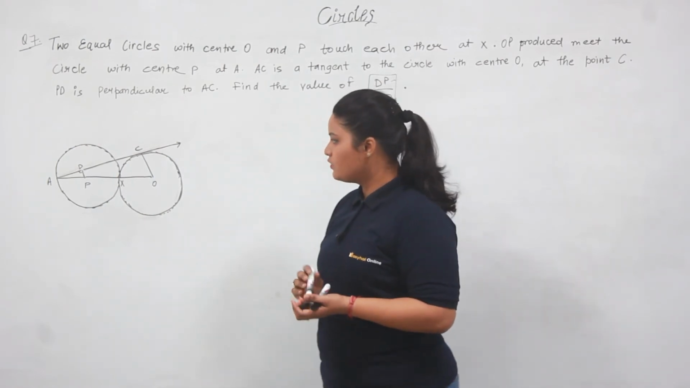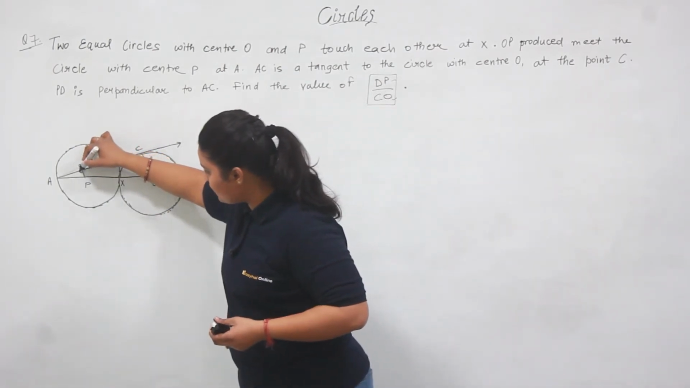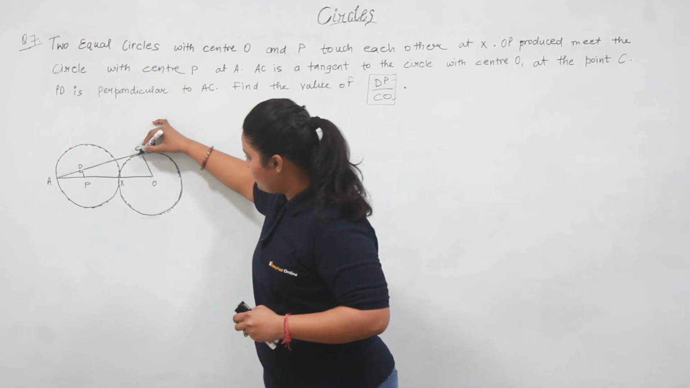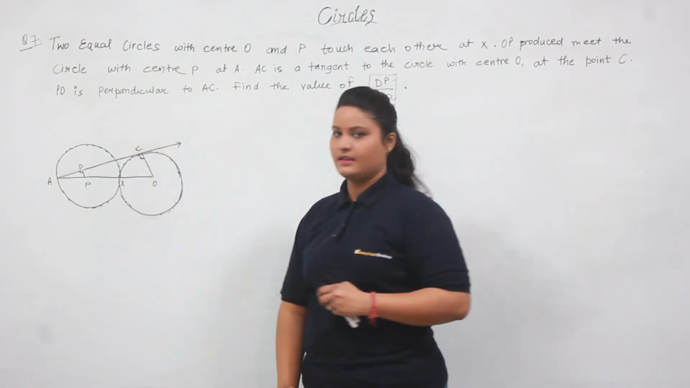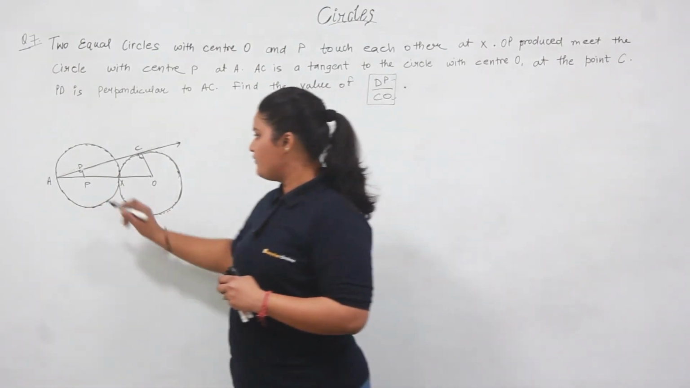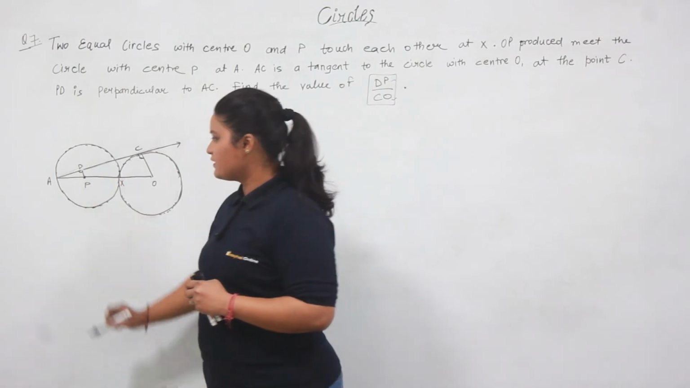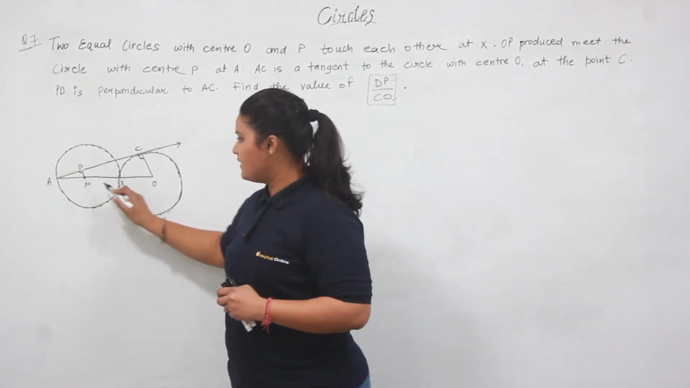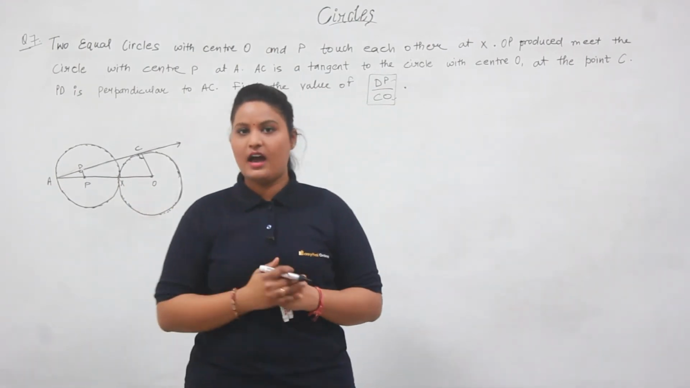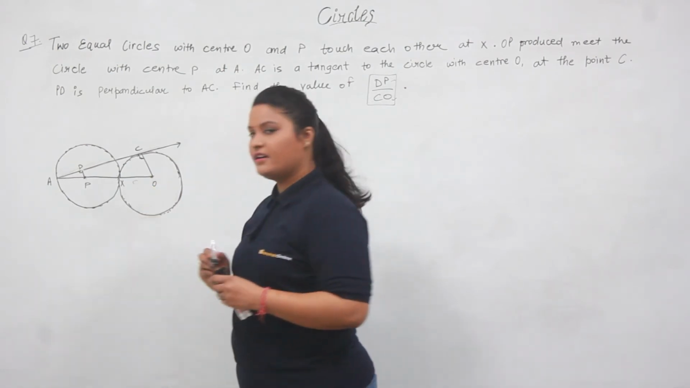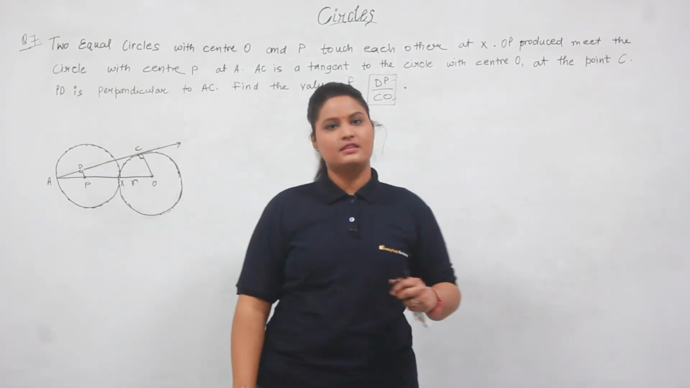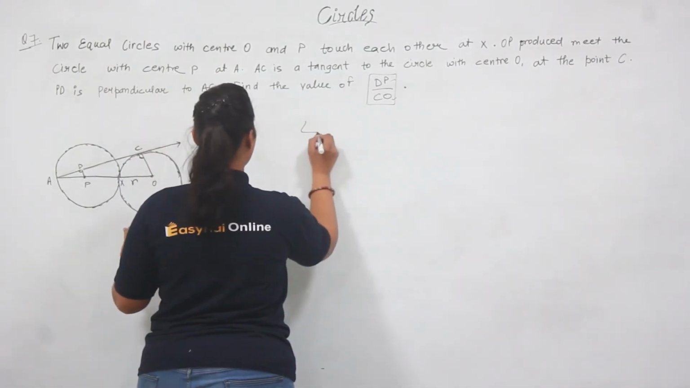Clear? So what is given is that this is your 90-degree angle. Since it is a tangent on the circle, this will also be a 90-degree angle. Right? It is given that these two circles are equal. If this is the radius, and this is the center of the circle, then AP plus PX plus XO all make 3R. Since one part of it is R, then 3 parts of it will be 3R. Right? So I will write it.